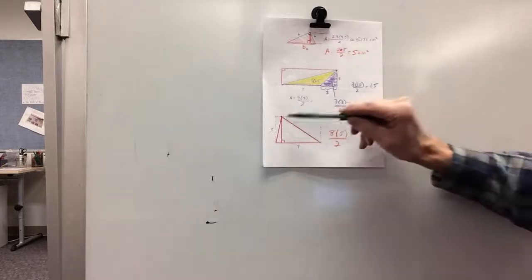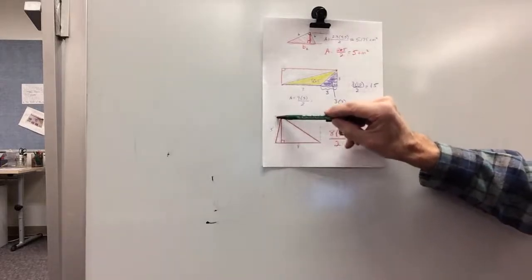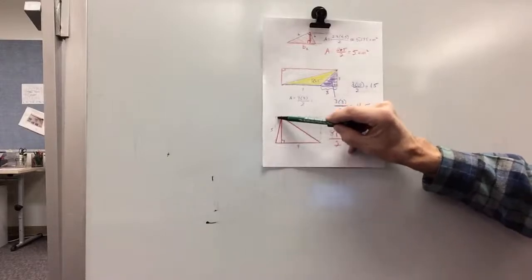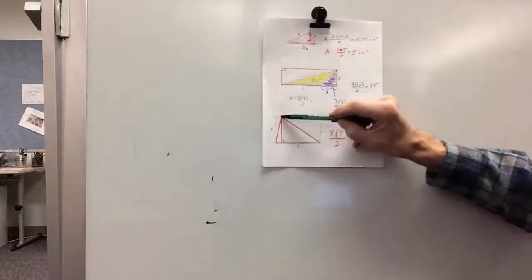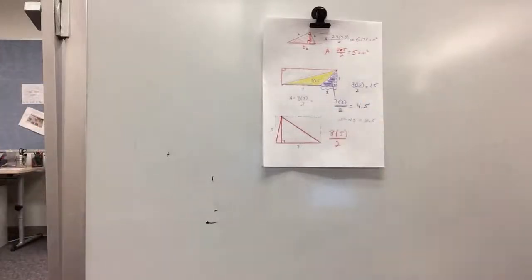There was discussion talking about, well, what if we broke this into 2 smaller right triangles? There's one over here, which is a 1 by 5 divided by 2, and this one is a 7 by 5 divided by 2, and that comes out to being the same amount. So I hope that clarifies things.